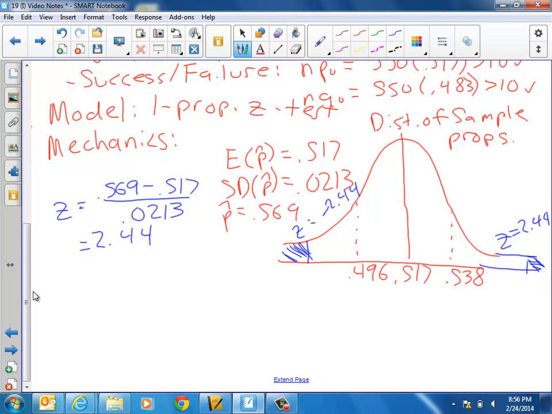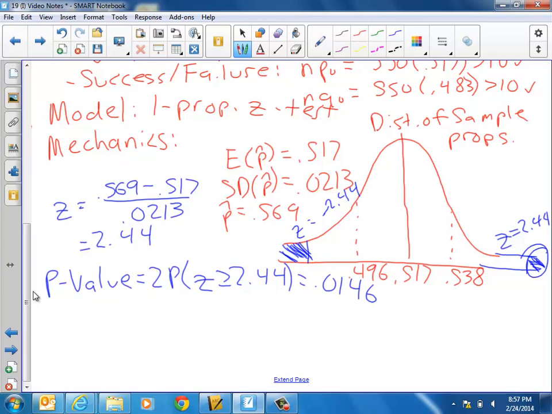So let me write this out. The p-value this time is equal to twice the probability that our z-score would be greater than 2.44. Because again, the bell curve is symmetric, so you've got this probability to the left and to the right. Find simply the probability to the right over here, double it, and that's everything in blue that's shaded. Equals 0.0146 using normal CDF. So conclusion time.